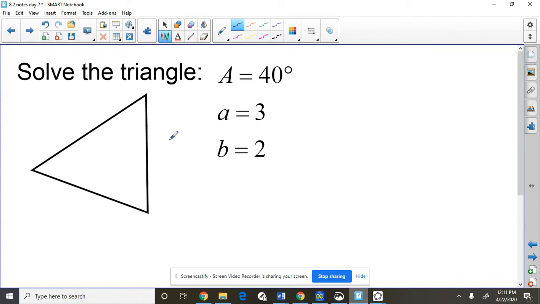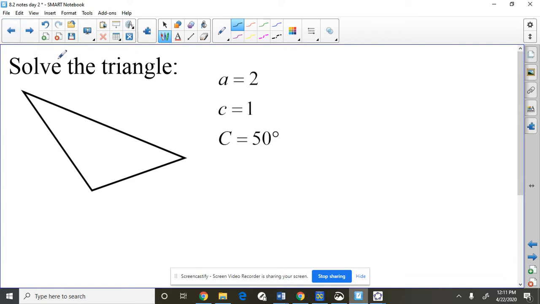In this triangle, side A has a length of 2, side C has a length of 1, and angle C has a measure of 50 degrees. I have a 50-degree angle, that's angle C, that's opposite a side with length 1. I have another side A that's length 2, that would be opposite of angle A, and then B would be opposite of angle B. So here, we can use law of sines because we have an angle and a side opposite of each other that we know both values for.